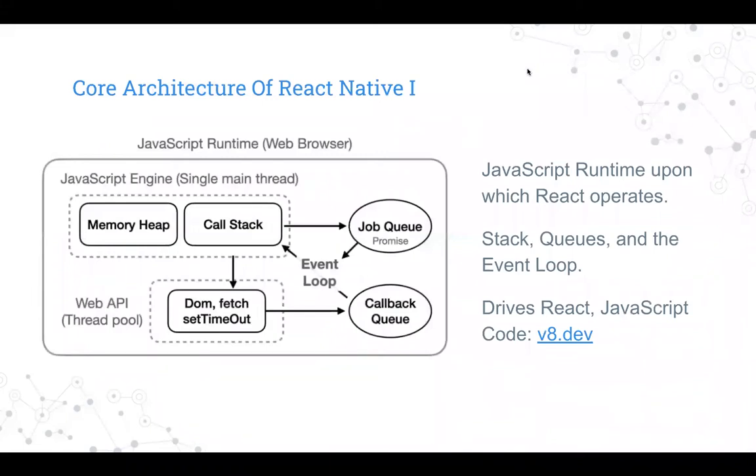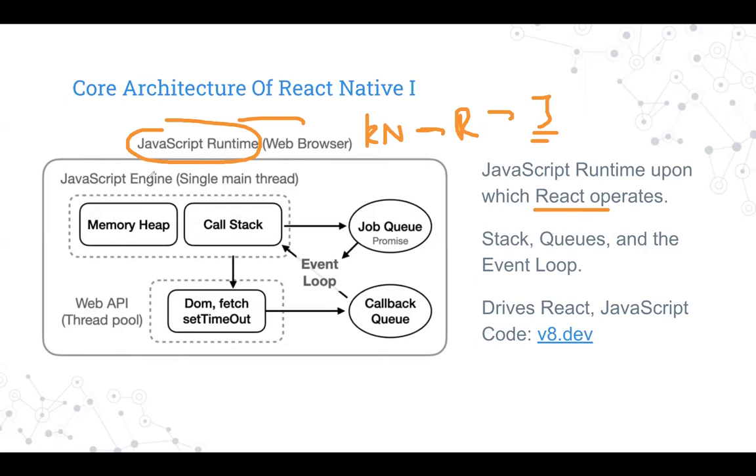So before we dive into what React Native really is, we have to talk a little bit about the core architecture. Since React Native is dependent on React and React itself is dependent on JavaScript, JavaScript actually plays a very key role in the development of our application. Therefore, we should really talk about the JavaScript runtime environment or how it works in the web browser. So JavaScript really is driving the React Native application.